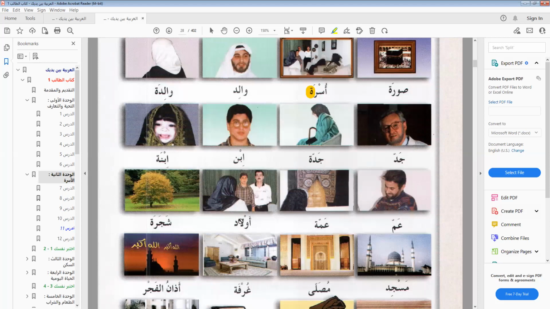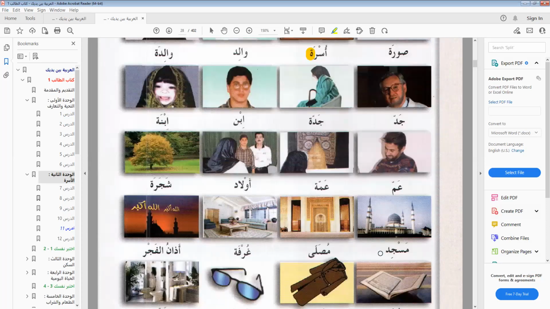Awlad. Awlad means children. Usually they consist of boys. When you say awlad, we are talking about children, predominantly boys. Then we have shajaratun. Shajaratun is a tree. Then you have masjidun. Masjidun, this is well known.